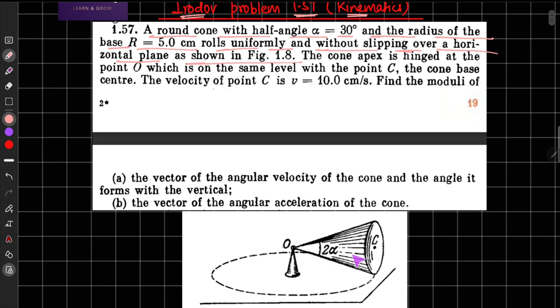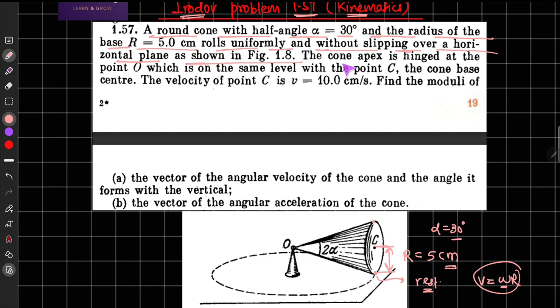So this is a cone with the half angle alpha equal to 30 degrees, and the radius of the base of this cone is given as r equal to 5 centimeter, and it is rolling without slipping. That means the bottommost point is at rest and velocity is equal to omega r, and if we consider any point on this periphery, then the angular velocity is given as the velocity divided by the radius of this base.